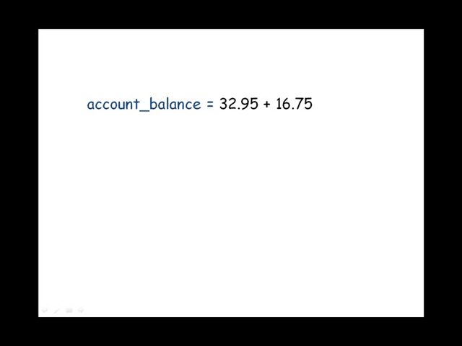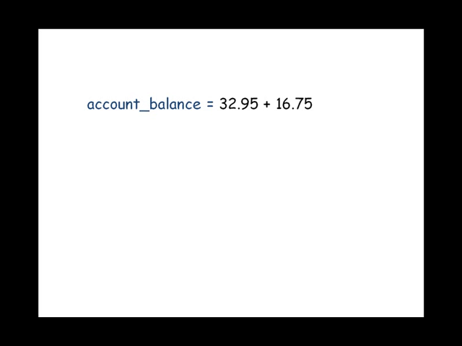In this example, we'll look at a simple assignment statement. An assignment statement has three parts. On the left, we have a variable. On the right, we have either a value or an arithmetic expression. And in the middle is the assignment operator. Normally, that's shown as an equal sign.